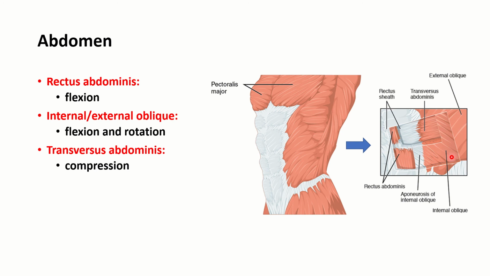And then the transversus abdominis, located in the deepest layer, and the fibers are going transversely, like this, in this direction. That just causes compression of the abdomen. It does not cause flexion of the lumbar area. It does not bring the rib cage down, just compression of the abdomen.